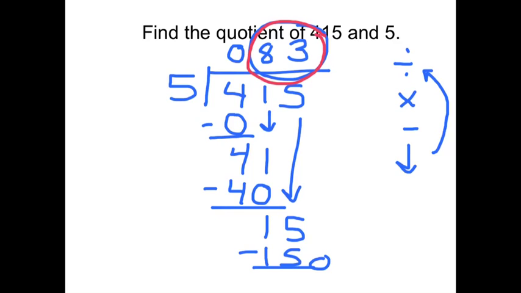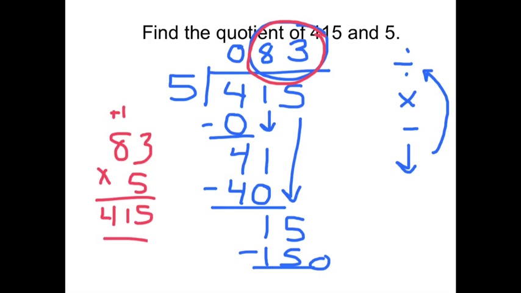And if you want to be really thorough and check your work, you can say 83 times 5. 5 times 3 is 15. Carry the 1. 8 times 5 is 40, plus the 1 is 41. And this is the same as the number we started with. So that means that 83 is our correct quotient.